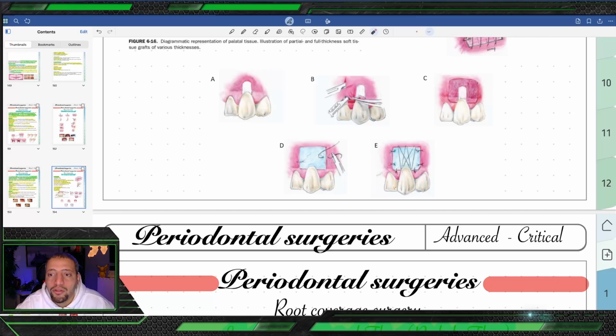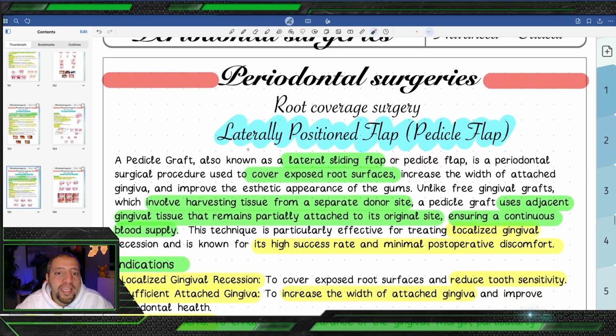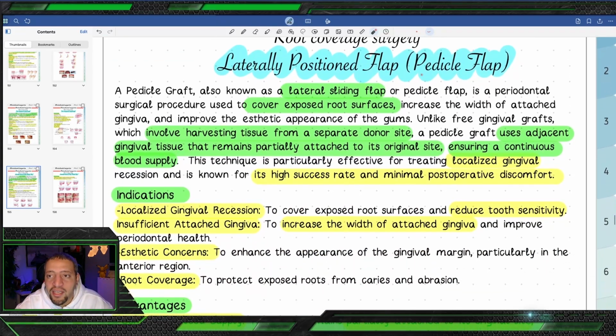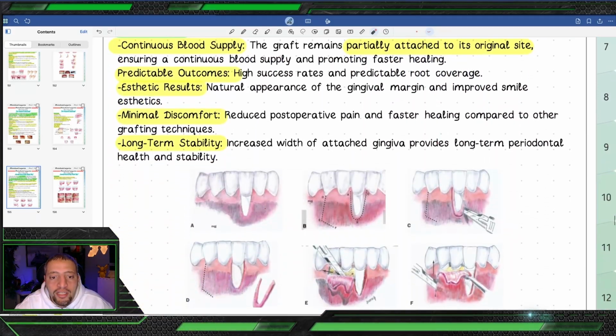Okay, so this is how we do it. We expose and we put here, sometimes we put a membrane over it and we cover it in this area. Or we can do our flap to go laterally, to position the flap. In this case, we're going to call it a pedicle flap. So let me show you the picture so you can understand.